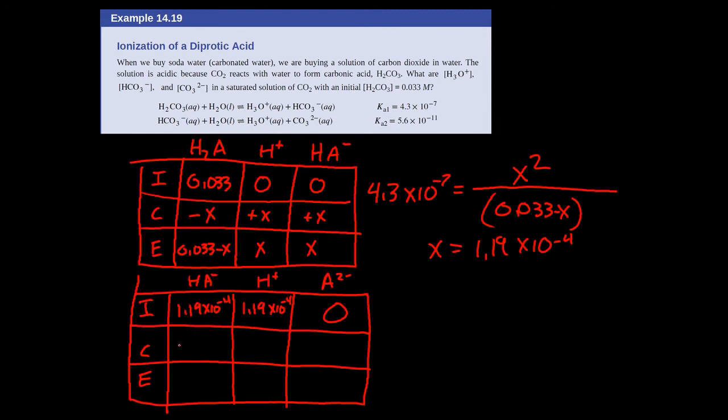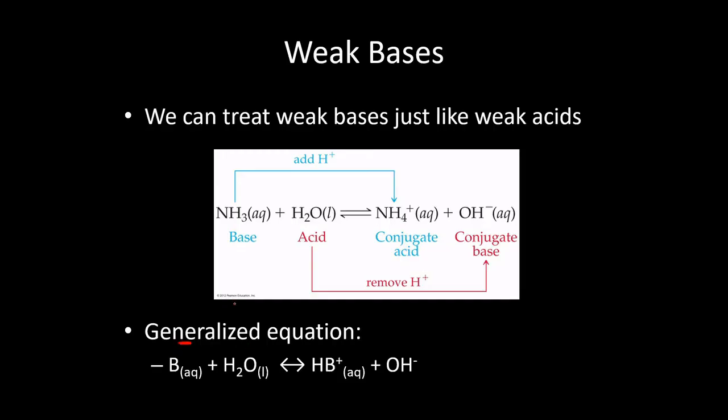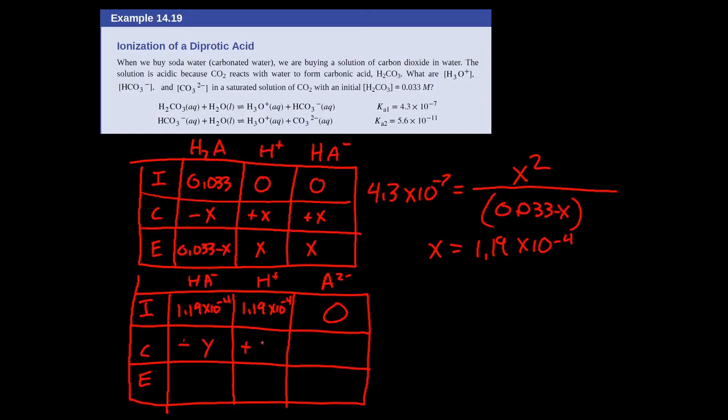So we're going to have, I won't use x again, I'll use y. So we're going to have -y, plus y, plus y. And so this is going to be 1.19 times 10 to the -4 plus y, y, and then 1.19 times 10 to the -4 minus y.